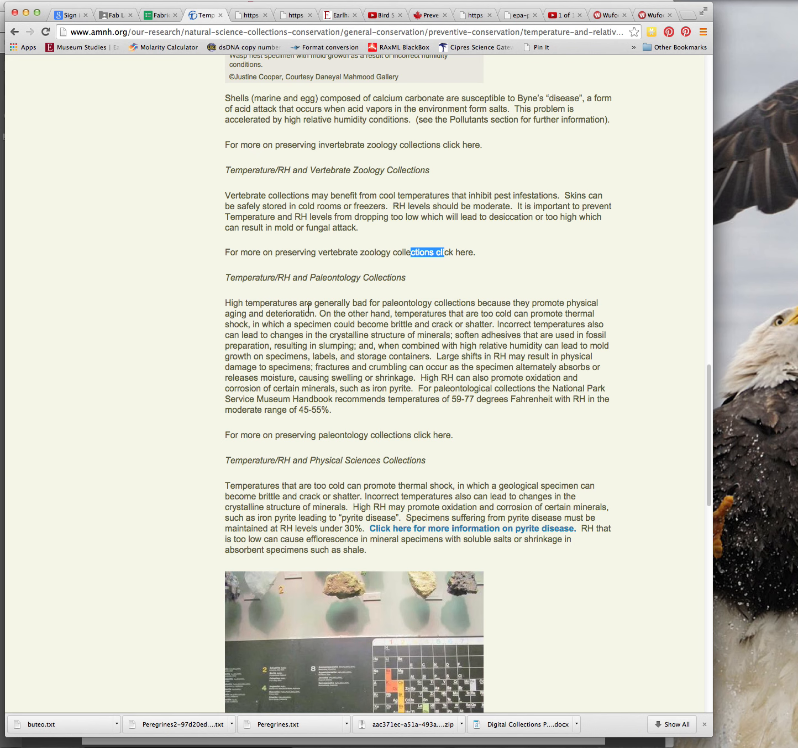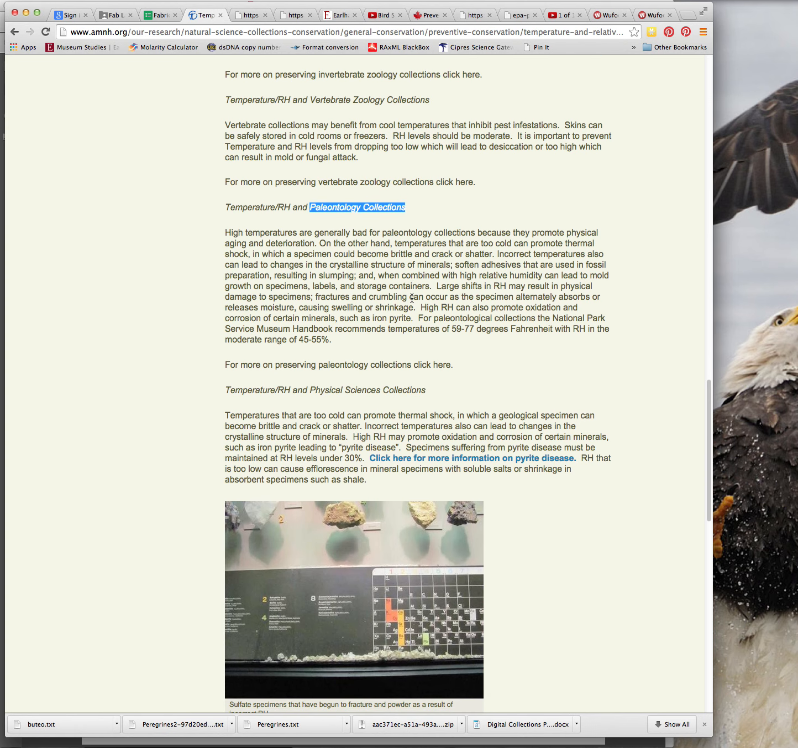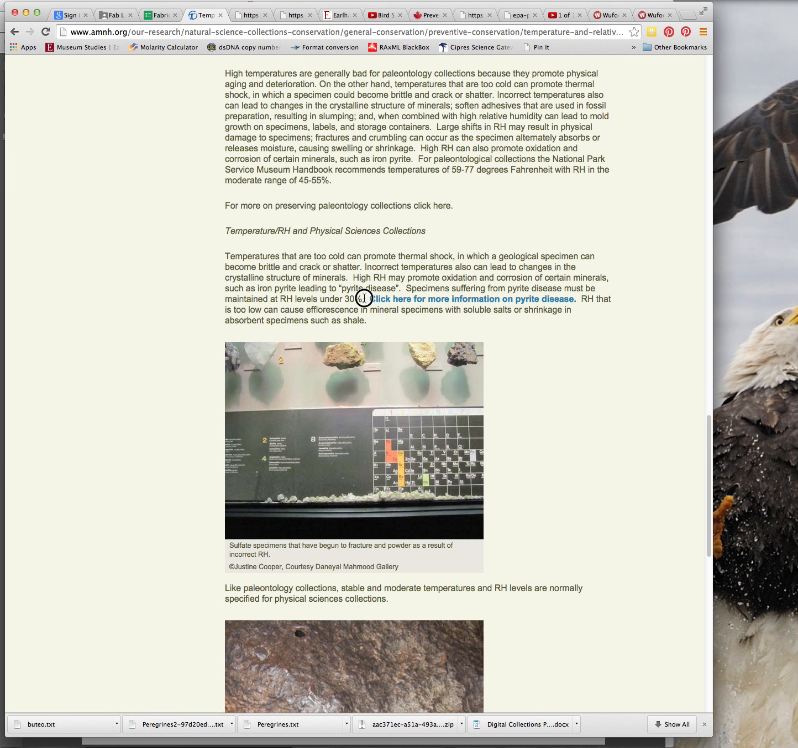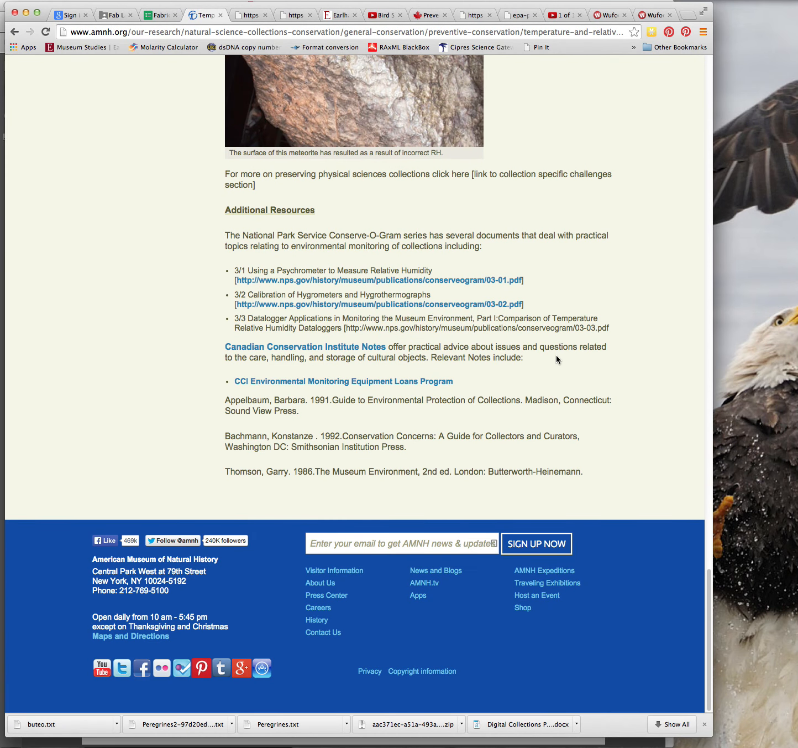Then they have a section on paleo collections. Read that, know the specific concerns for paleontological collections. They are different than the biological collections. What are the concerns? Okay, and that's more or less what's here. I'm not going to require that you know pyrite disease, although go ahead and click and look, because that's really an interesting issue, and that is a type of specimen that will be in natural history museums, but we're going to limit it for now. Okay, so that's relative temperature and humidity.